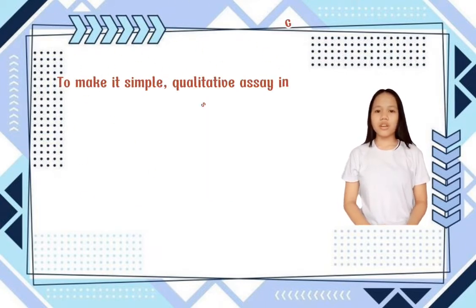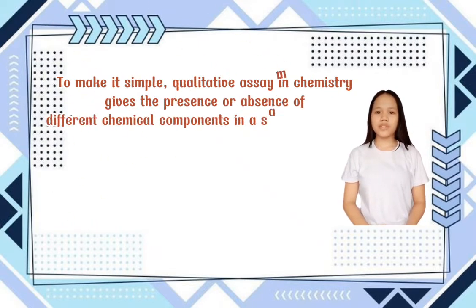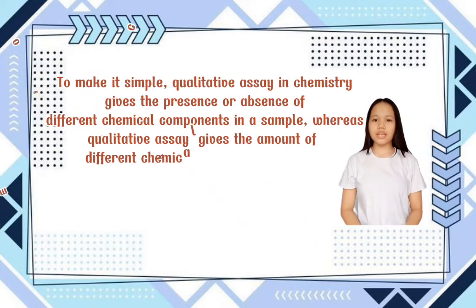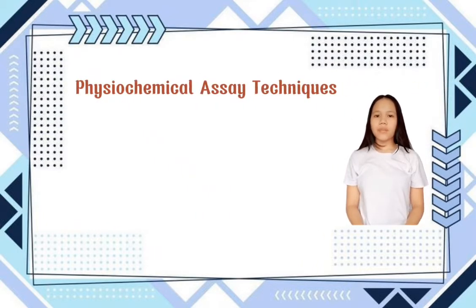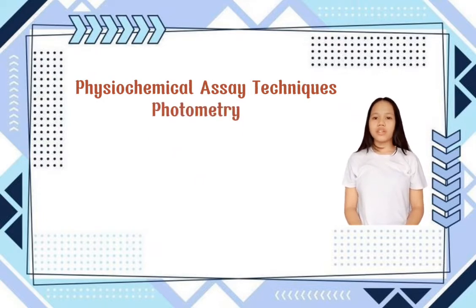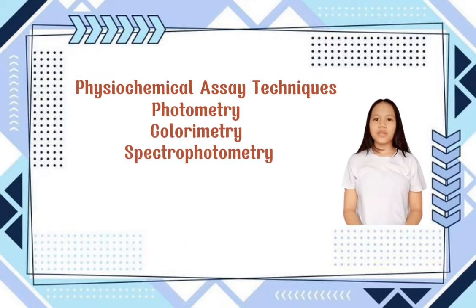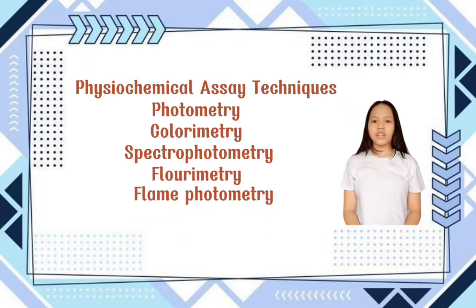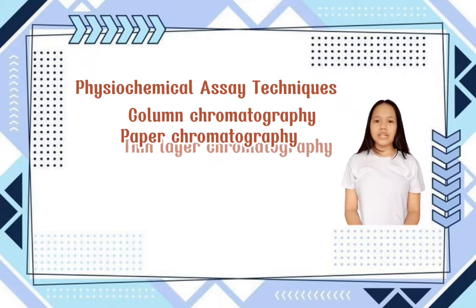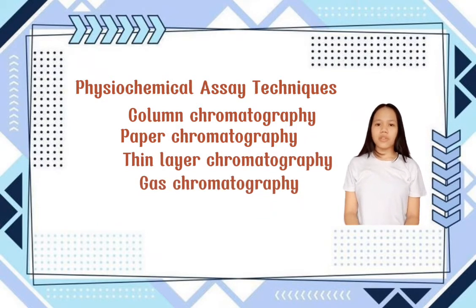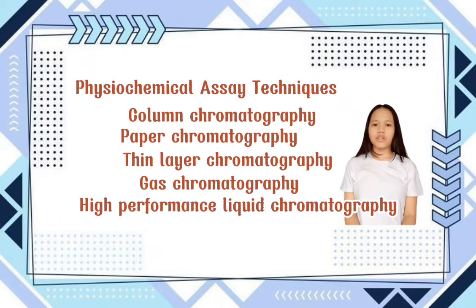To make it simple, qualitative assay in chemistry gives the presence or absence of different chemical components in a sample, whereas quantitative assay gives the amount of different chemical components present in a given sample. These are the physiochemical assay techniques: photometry, colorimetry, spectrophotometry, flame photometry, chromatography, column chromatography, paper chromatography, thin layer chromatography, gas chromatography, and high-performance liquid chromatography.